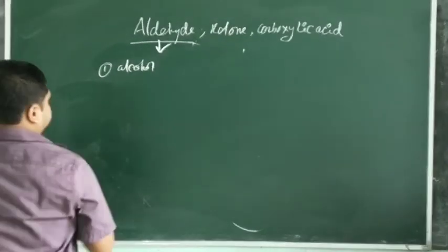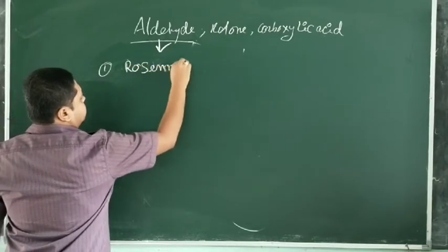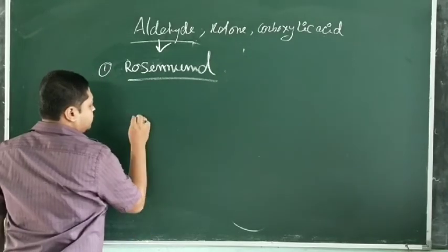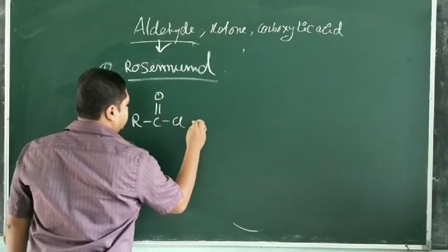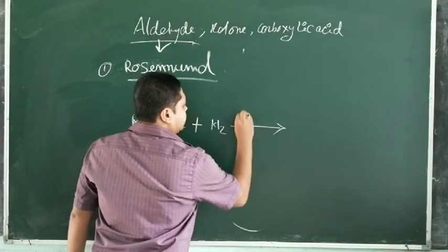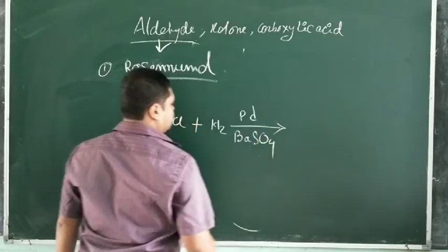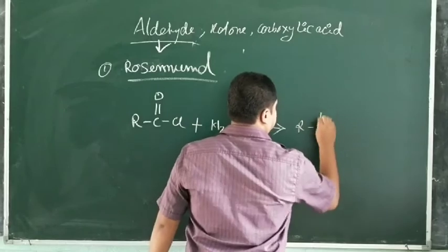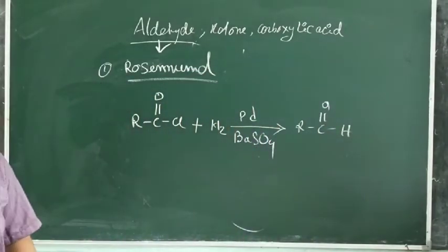Now another preparation of aldehyde is the Rosenmund reduction. In Rosenmund reduction, an acid chloride is treated with hydrogen gas. The catalyst is palladium in presence of barium sulfate. The product is an aldehyde. This reaction is called the Rosenmund reaction.